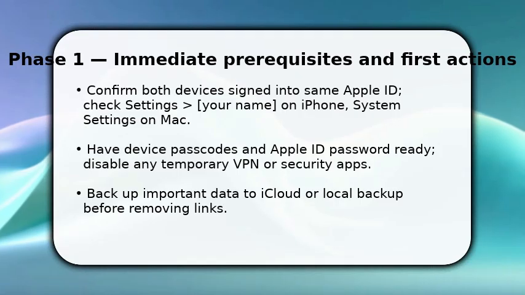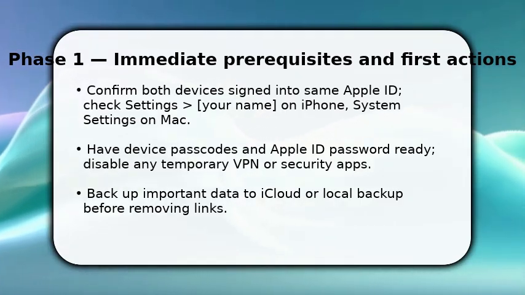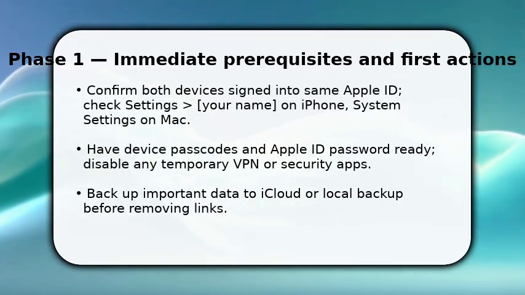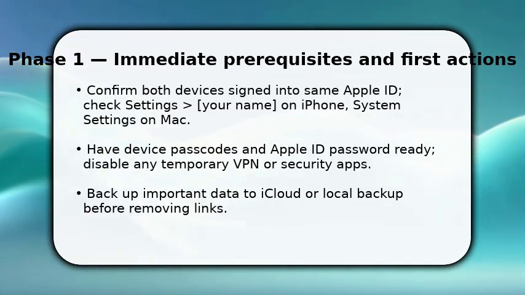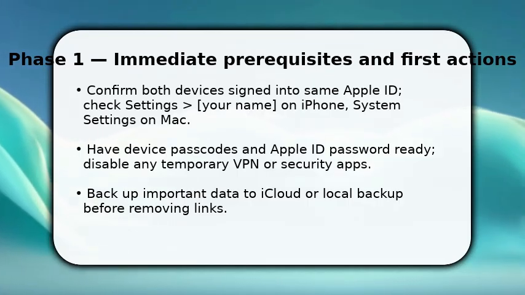You begin by verifying the basics. Make sure both iPhone and Mac are signed into the same Apple ID and have passcodes ready. Once confirmed, open Settings on iPhone and System Settings on Mac. This keeps you in the right places to unlink. Make a quick local or iCloud backup so you can restore contacts or messages if needed. This prevents accidental data loss.